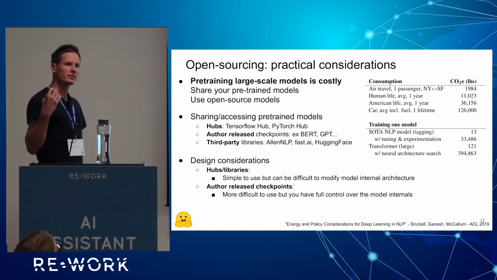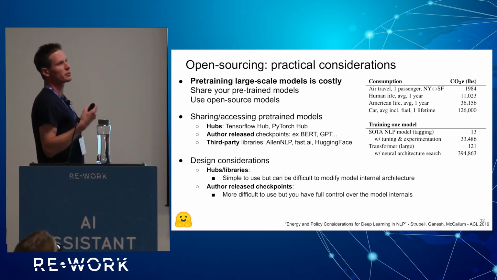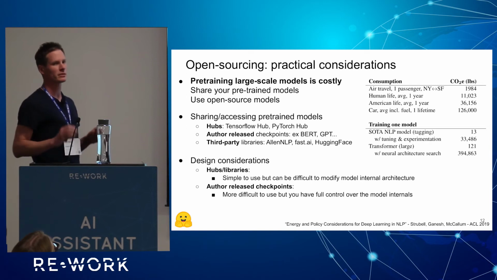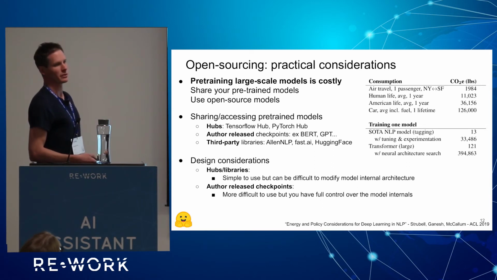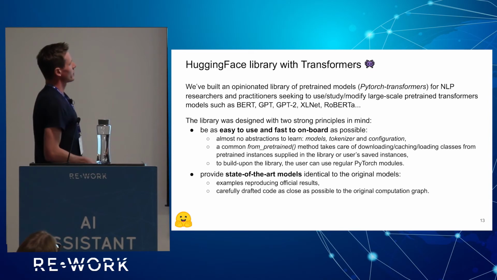The main question is how deep you want to change the model, how deep you need to adapt the model for your target task. Because hubs provide you a black box model that you can't really adapt a lot. And at the other end, author-released checkpoints are kind of difficult to use usually because they are open sourced by researchers. We did our own library, which is called PyTorch Transformers.